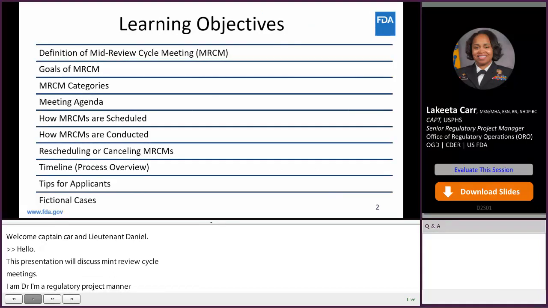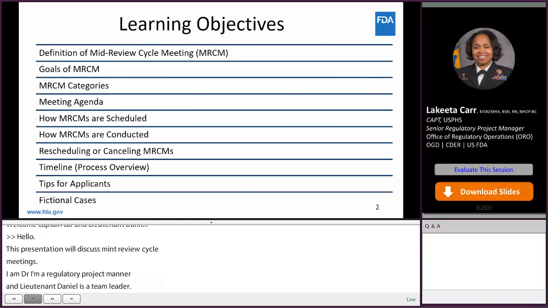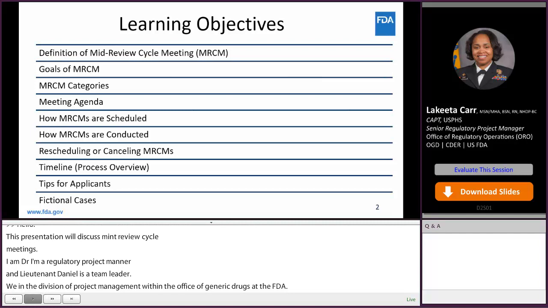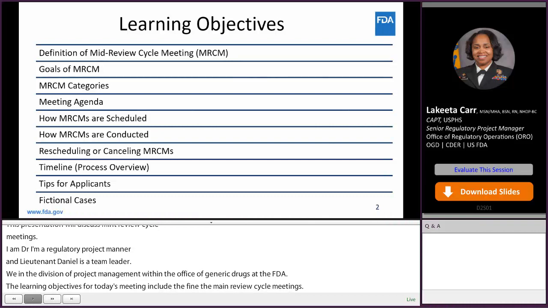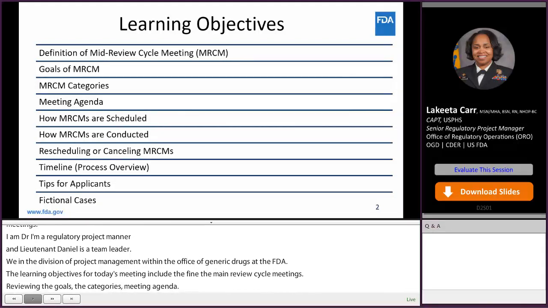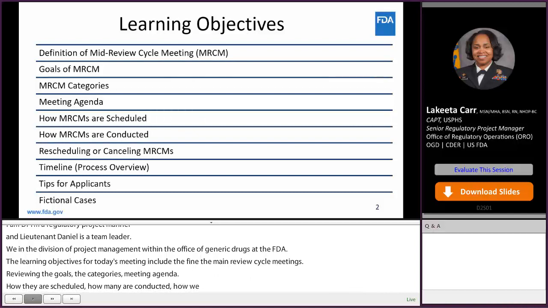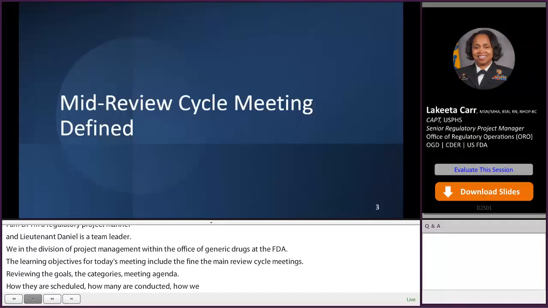The learning objectives for today's meeting include defining the mid-review cycle meeting, reviewing the goals of the mid-review cycle meeting, categories, the meeting agenda, how mid-review cycle meetings are scheduled, how mid-review cycle meetings are conducted, how we reschedule and or cancel mid-review cycle meetings, the timeline as far as an overview of how mid-review cycle meetings are conducted, tips for applicants, fictional cases, and we also have a couple of challenge questions for you.